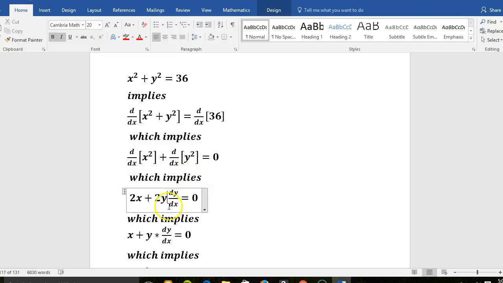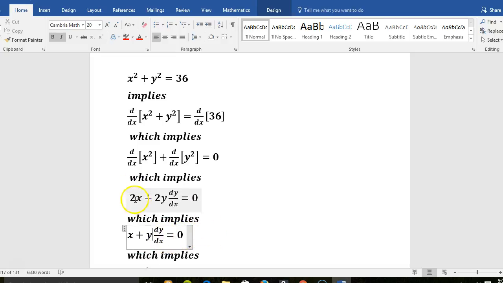So d by dx of y squared, that's 2y dy by dx. Because remember, you've got to stick this dy by dx here because you're differentiating with respect to x, which is foreign to y. The variable types don't match. You have a y and an x, okay? Now that implies that x plus y dy by dx equals 0.